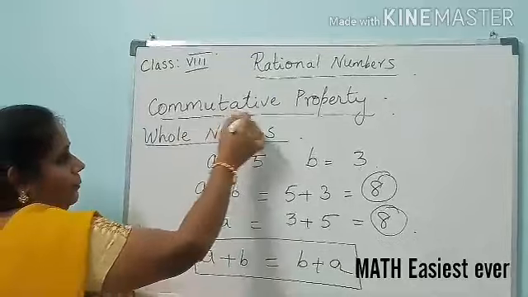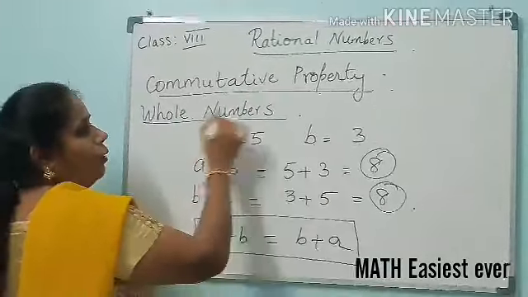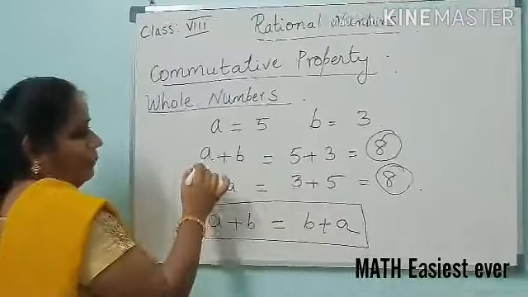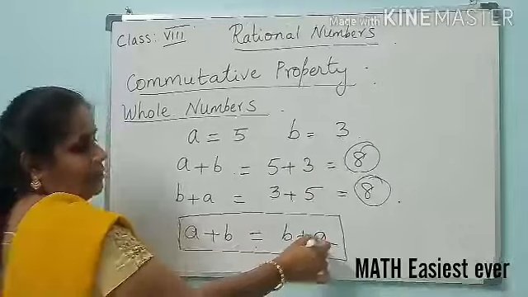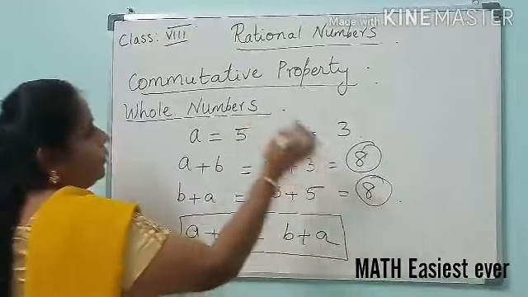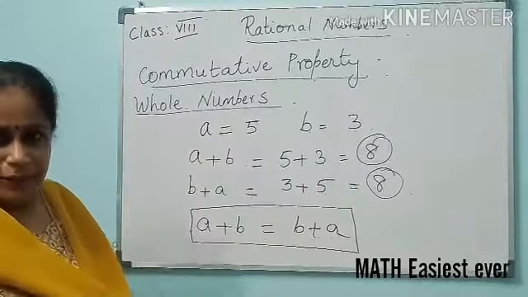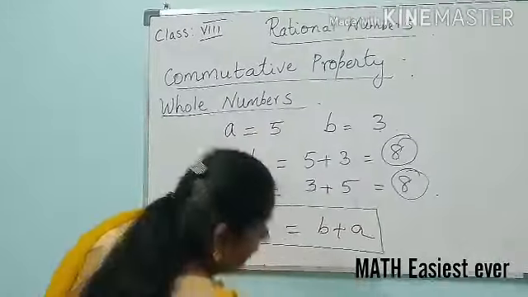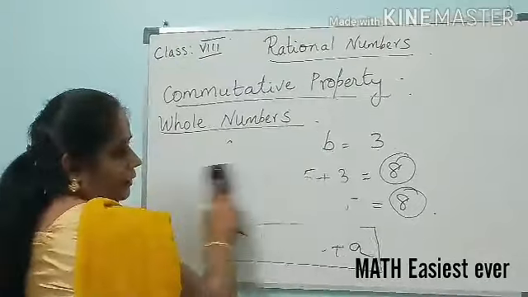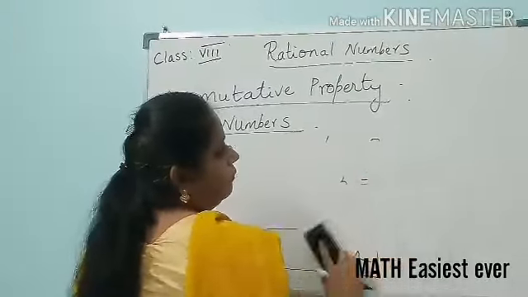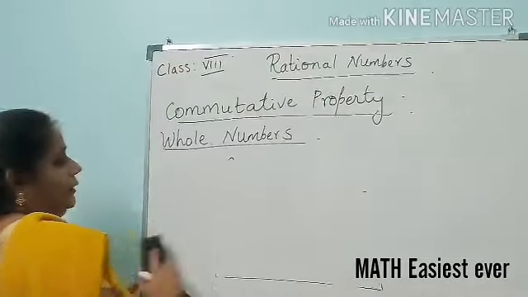So, the commutative property says that if a and b are two whole numbers, then a plus b is equal to b plus a. So, that is satisfied. So, addition is commutative for whole numbers. Now, next, we'll see the commutative property of whole numbers under subtraction.